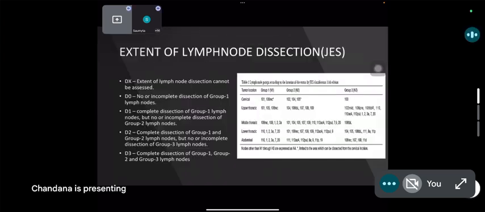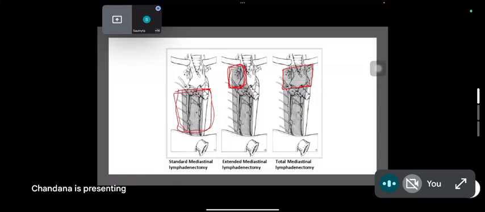So, extent of lymphadenectomy dissection.